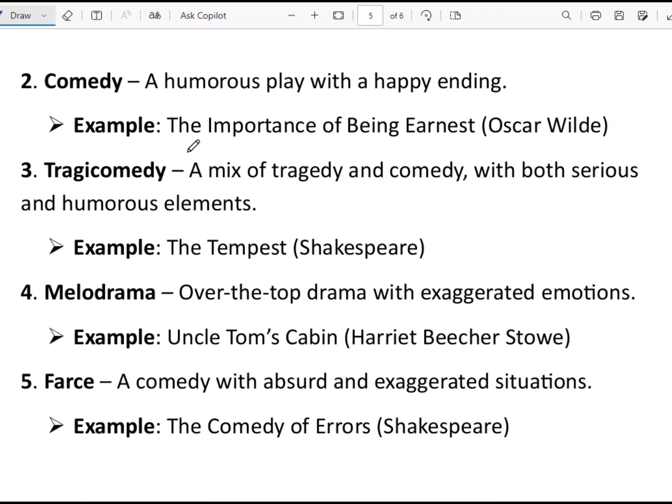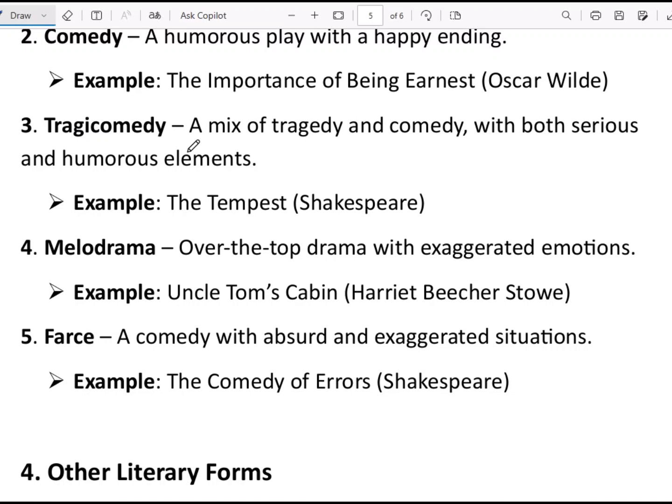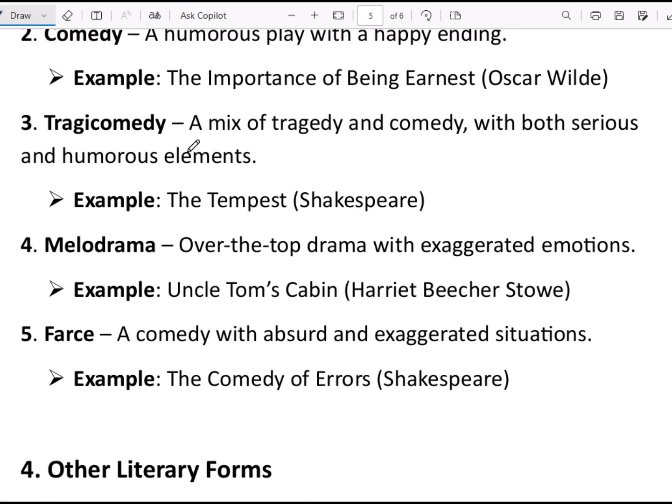Now there is comedy. So comedy is a humorous play with a happy ending, exactly opposite to tragedy. For example, The Importance of Being Earnest by Oscar Wilde is a very famous comedy. And now we have tragic comedy, that is the mixture of tragedy and comedy. So it is a mixture with both serious and some humorous elements. In school you all must have read about The Tempest by Shakespeare. So I think now you can relate to what a tragic comedy is.